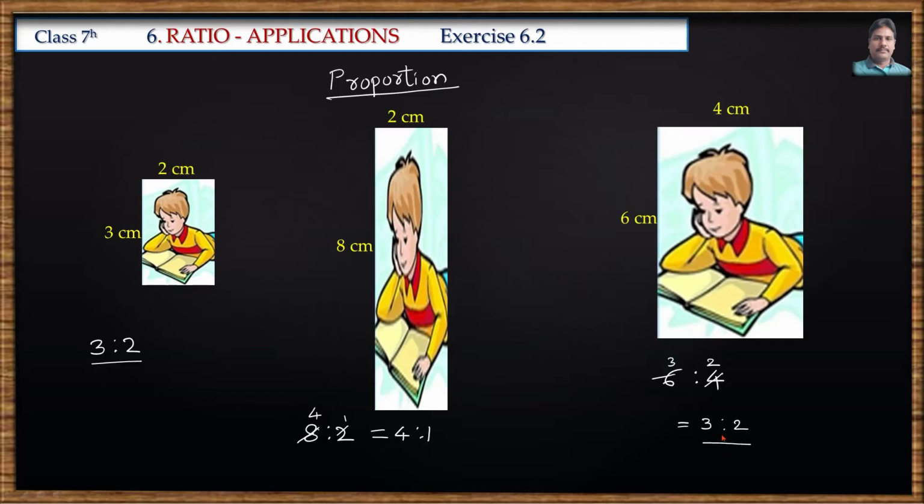When two ratios are equal, we say that they are in proportion. Here 3:2 is equal to 6:4. So 3:2 is in proportion with 6:4.